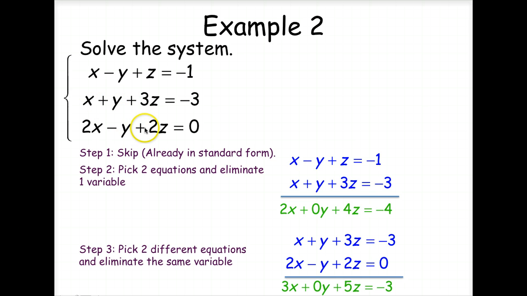And it doesn't matter. That's why this can get so confusing. Everybody can start at a different point. But in this case, we picked the second and third one. But the fact is, if we eliminated y in the first set of equations, we've got to eliminate y in the second set. It's already set up. We don't have to multiply it by anything. Now we've got two new equations. 2x plus 4z is equal to -4. 3x plus 5z is equal to -3.